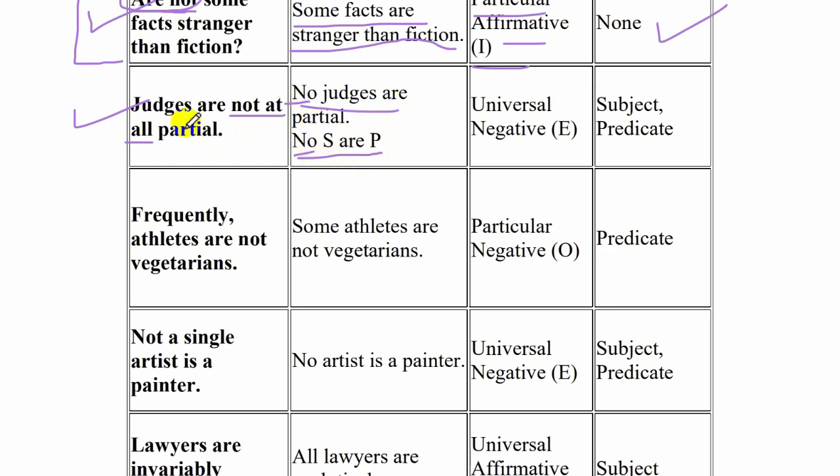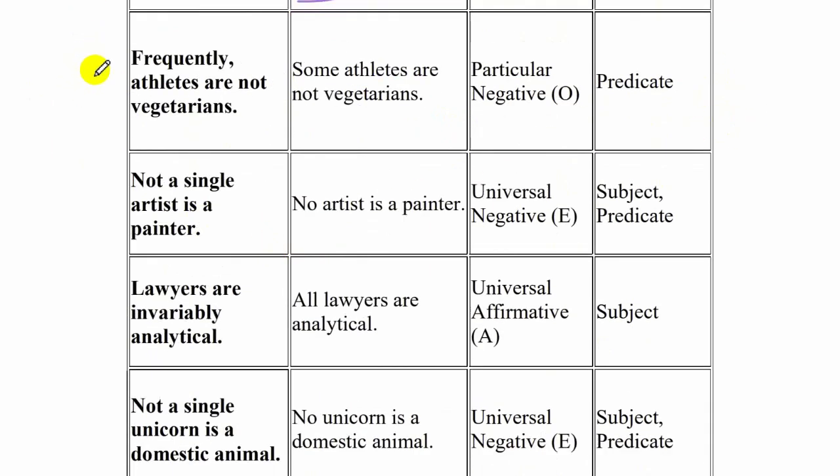No S are P. Now how do you convert this? First you write "No," then find the subject. The subject is judges. Then you put the copula "are." "Not at all" means "no" only. Partial is the predicate, so we put the predicate here. Universal negative. It is a universal negative E type proposition. Both subject and predicate are distributed terms.